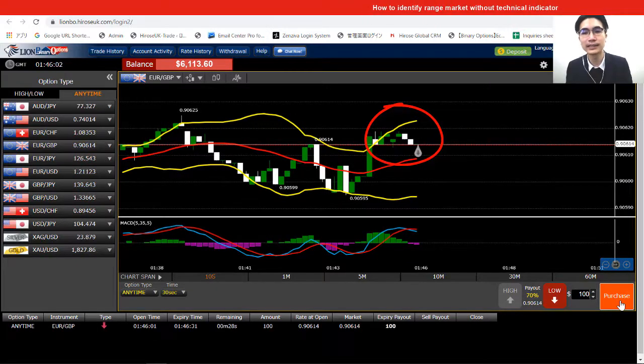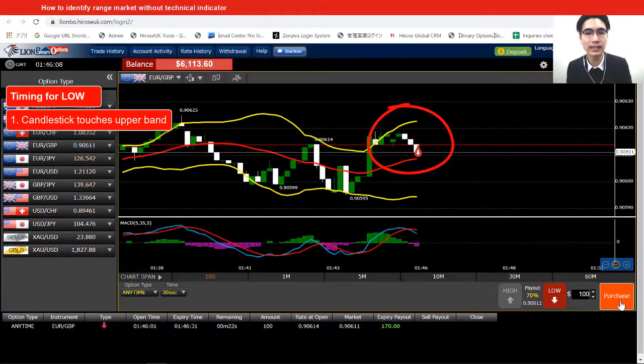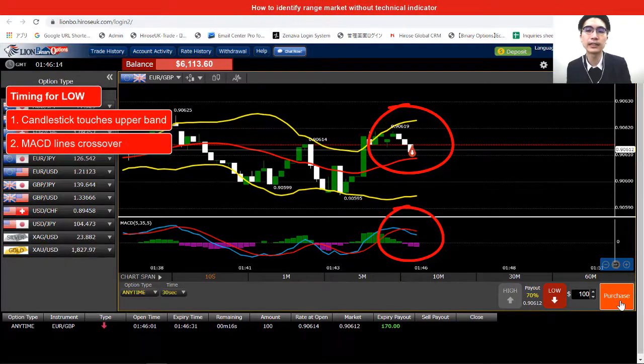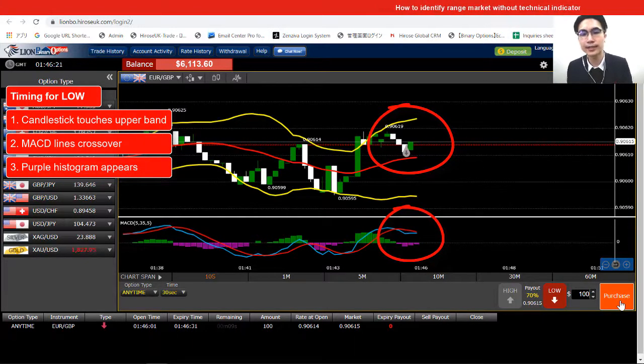I placed it as a low here. The candlestick touches the upper band, and then there's a bearish indication. I move on to the MACD. Then the MACD crosses over and gives me a purple histogram. That's a second bearish indication. So I matched these two signals, and then I opened a low there.